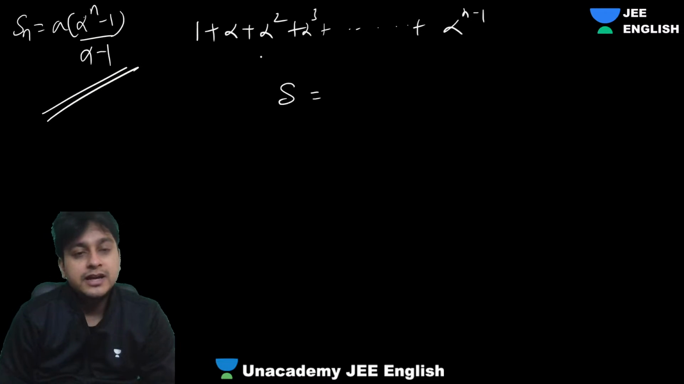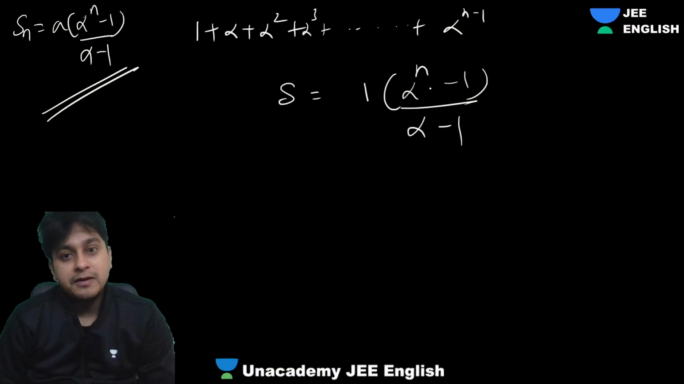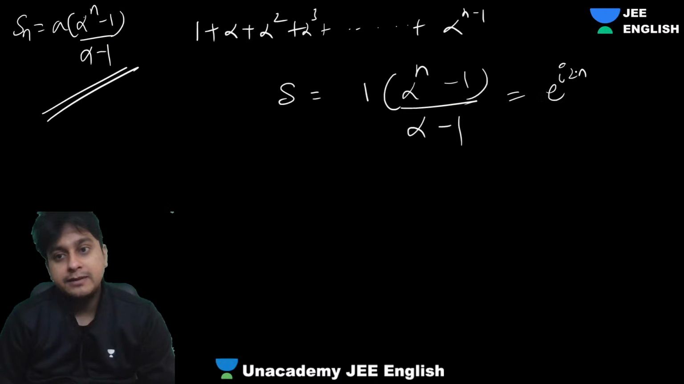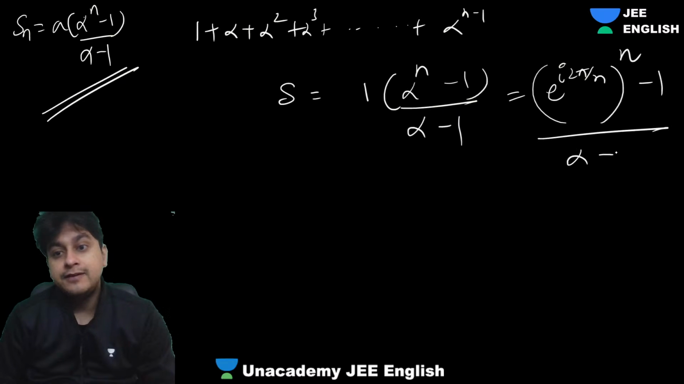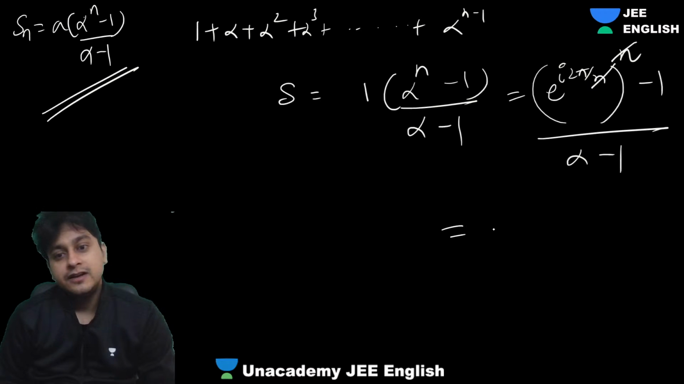So what will be the sum? Can I say a times r power n, alpha power n, because n terms are there, minus 1 upon alpha minus 1. Now what is alpha power n? Alpha power n will be e power i 2 pi by n whole power n, minus 1, upon alpha minus 1. Can I say n will cancel out? Yes, we will get e power i 2 pi minus 1 upon alpha minus 1.